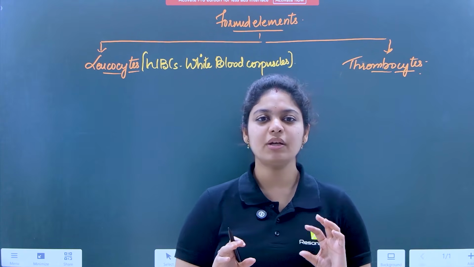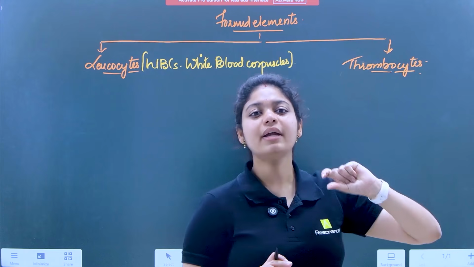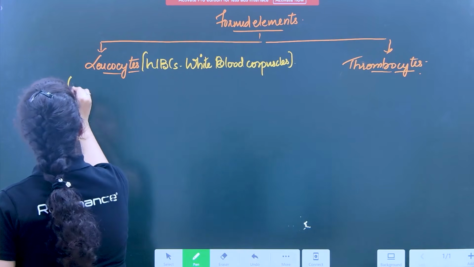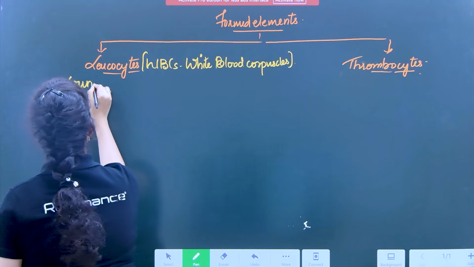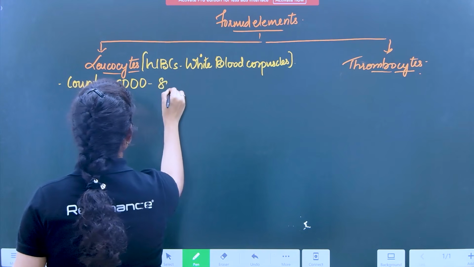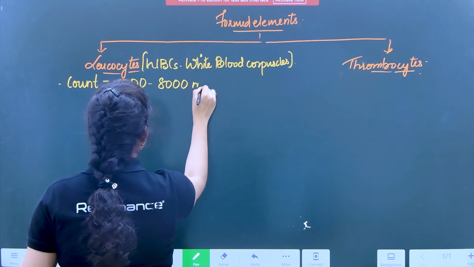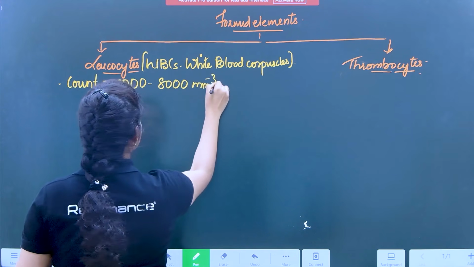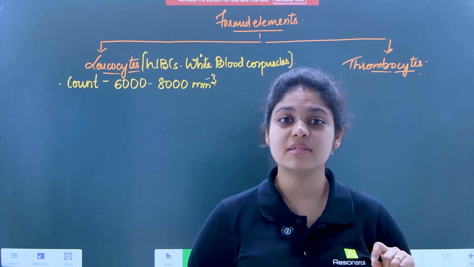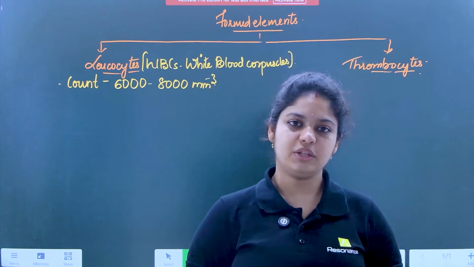First, I would tell you about the count and lifespan. When we are talking about the count of WBC, the count is 6,000 to 8,000 per cubic millimeter, which is comparatively less when compared to the erythrocytes.